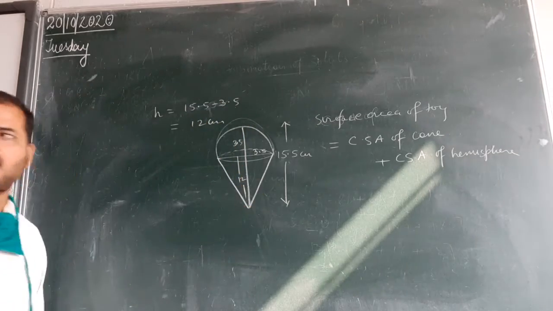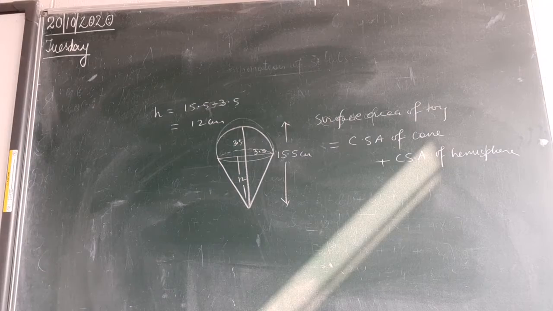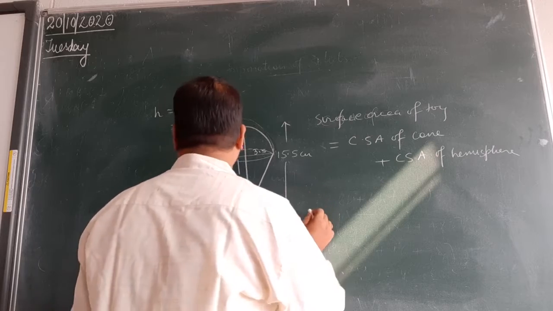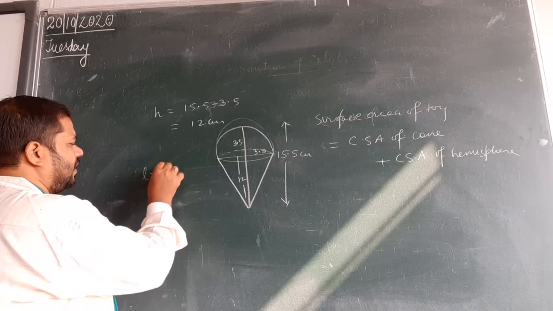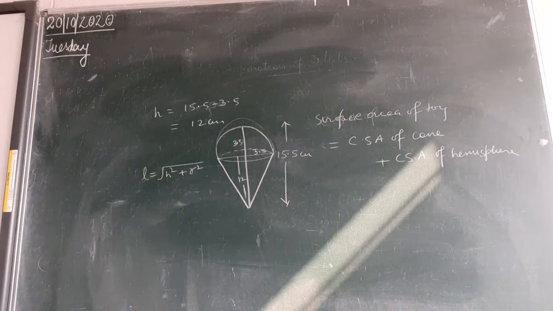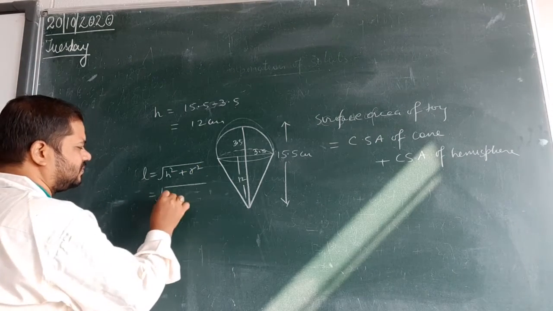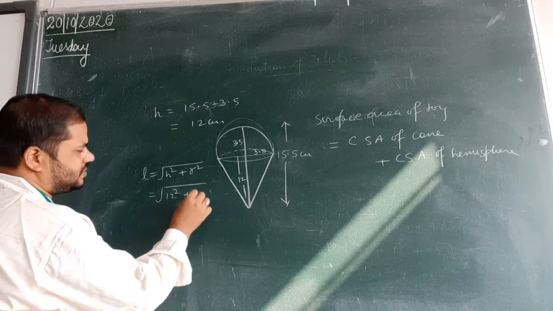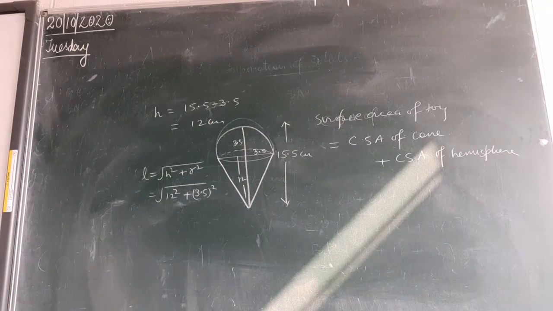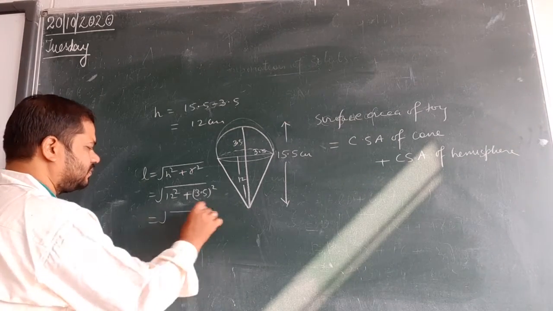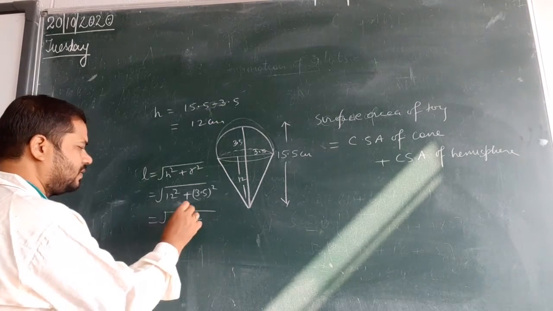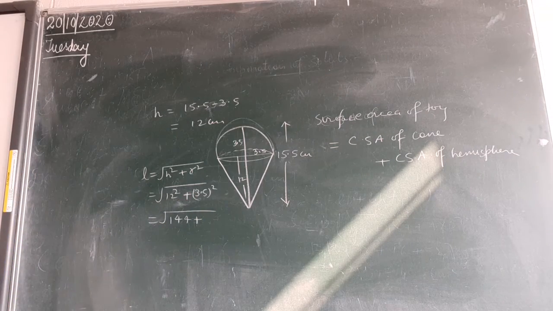Okay, so you calculate l here. So l is nothing but under root h square plus r square. h is 12 square plus r square, 3.5 whole square. And this is what? 144 plus how much is it? 3.5 whole square.